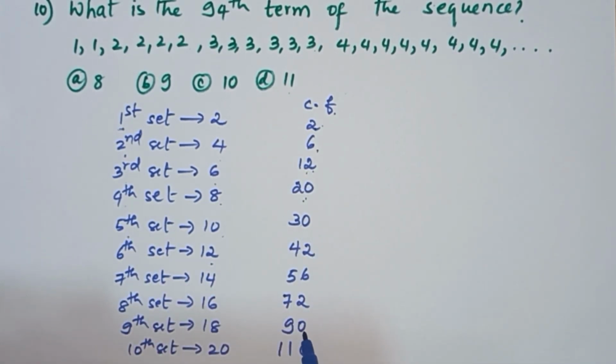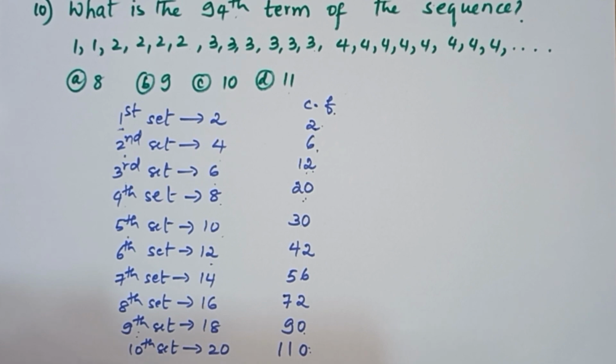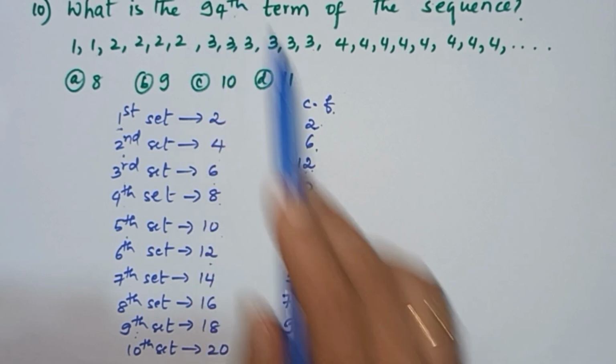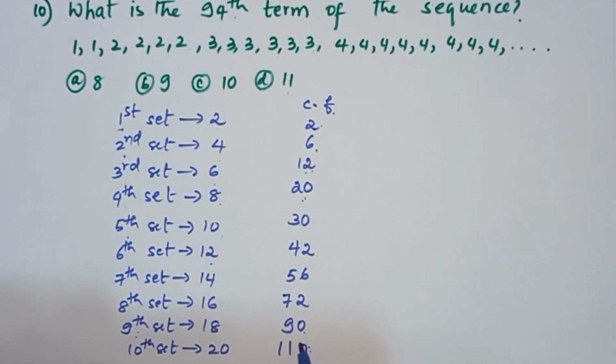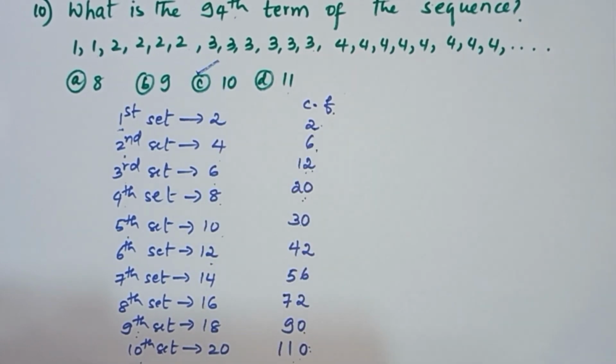Therefore 90th term ends with the value 9. We want 94th term. 110th term ends with the value 10. That means starting from 91st term till 110th term, it is 10 repeated. Therefore, we want here 94th term that comes within this range, 90 to 110. In that set 10 gets repeated. Hence 94th term is 10. Option C is the answer.